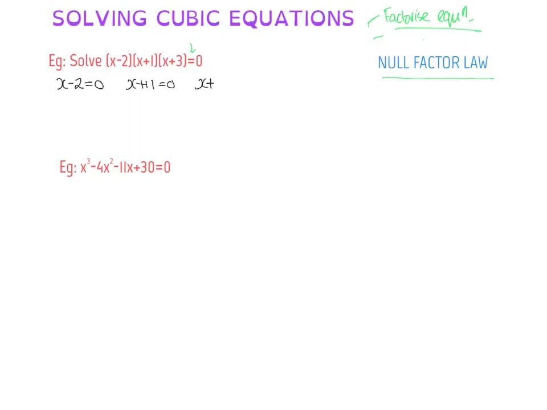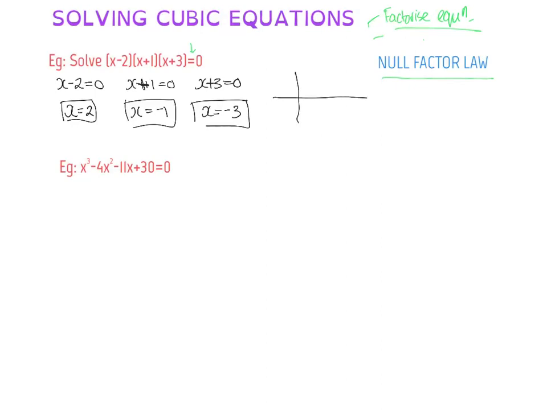And x plus 3 equals 0. So we could have x equals positive 2, x equals, sorry, that was plus 1, x equals negative 1, or x equals negative 3. So what we'll see later when we do end up sketching them, we will see that we have 3 intercepts. So we might see something like that, where that was negative 3, negative 1, and positive 2.